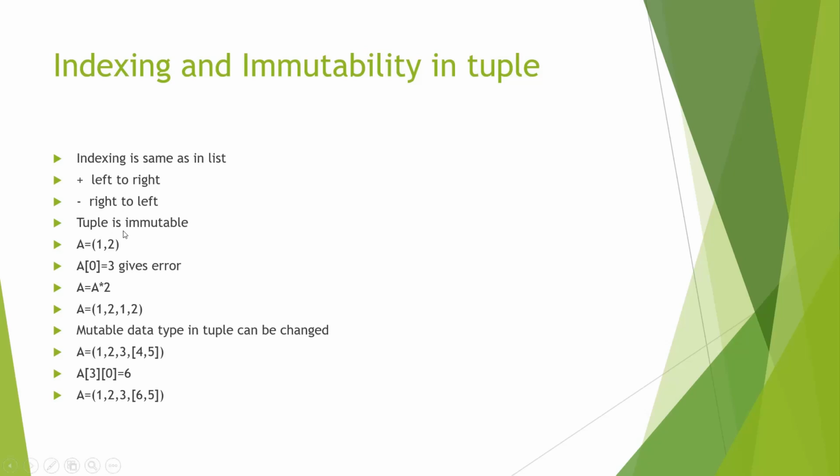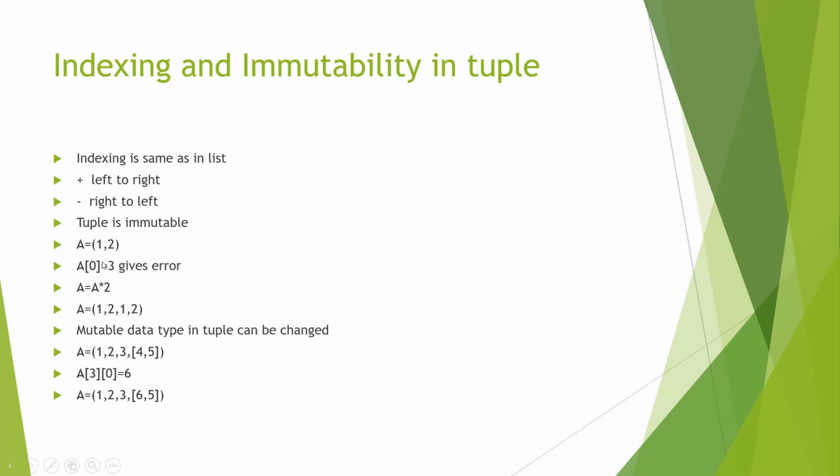Now a tuple is immutable, unlike a list. So if we have a tuple here, 1 and 2, and I try to change the value of the tuple at the 0th index, it will give us an error. But we have to remember, we can use the multiplication sign here to change the tuple.